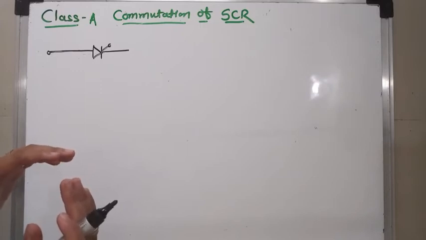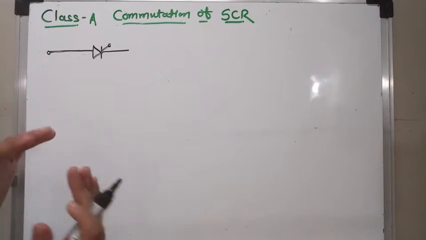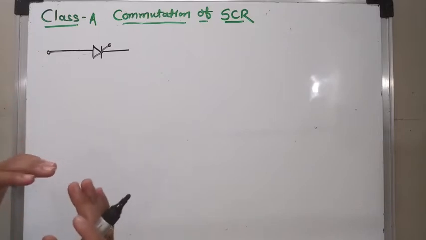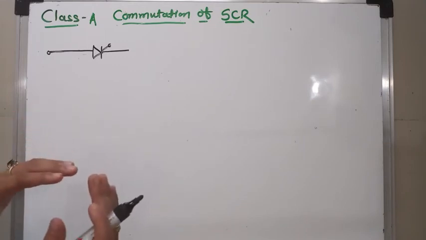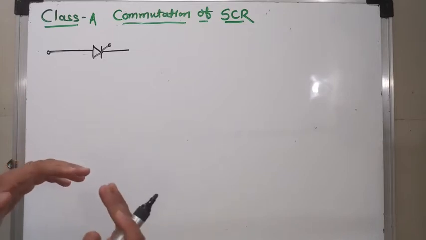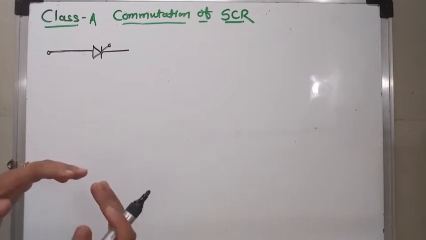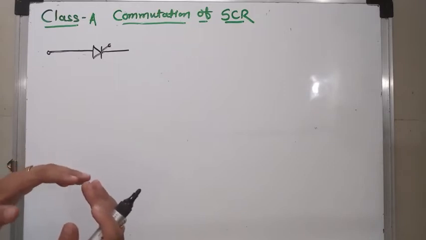Now there are mainly two types of commutation: natural commutation and forced commutation, and I have already discussed the commutations and their classifications in the previous section. If you want to recall, just go to YouTube and search for the commutations of SCR by Roshni Parikh and you will get the link.